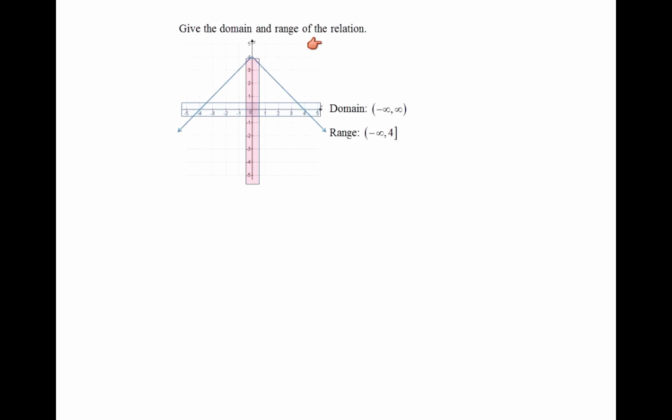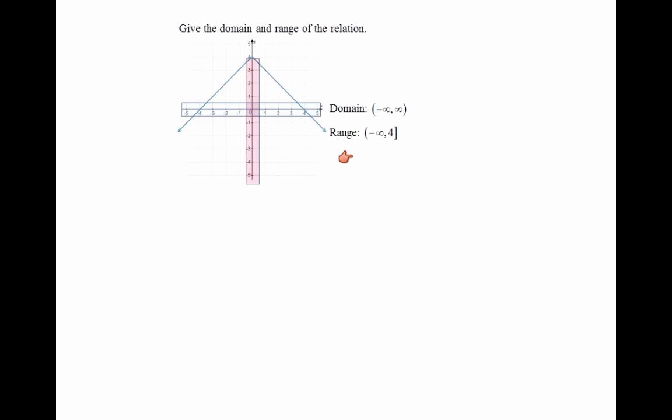So give the domain and range of this relation. When you look at the graph, anybody know what function this is a graph of, by the way? We're going to get into graphs of different functions. I'm just curious if anybody knows. This would be the absolute value. A graph of absolute value looks like that. We're going to talk about that later.